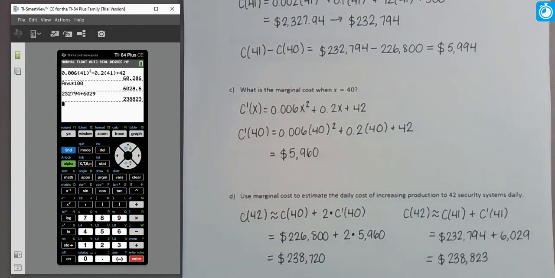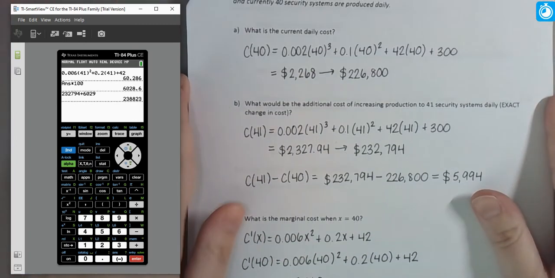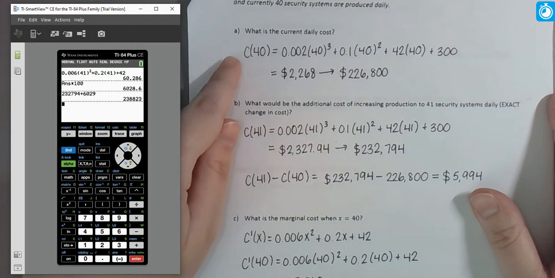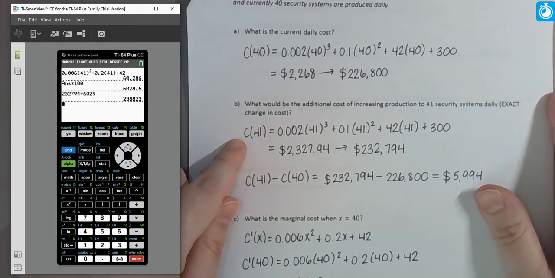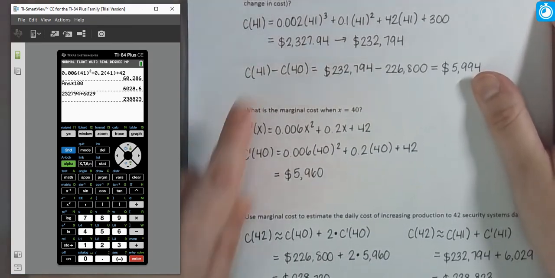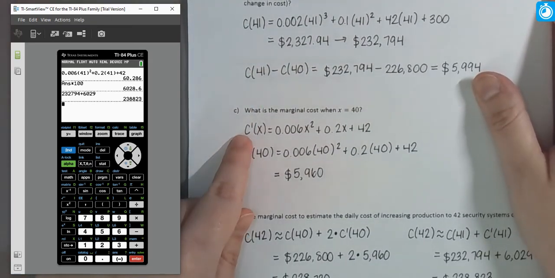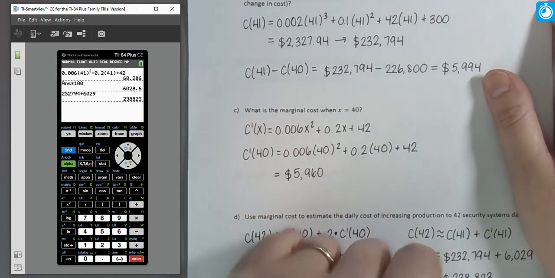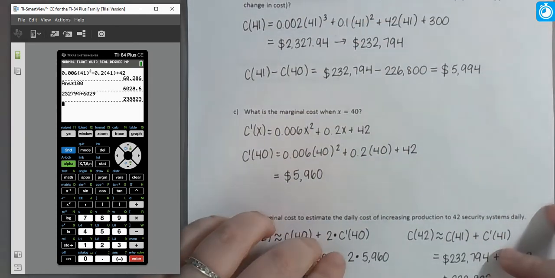So marginal cost, definitely a great tool. Sure does beat having to do this kind of calculation twice. And again, we would have to repeat that calculation anytime we wanted to compare two additional production levels. Whereas with the marginal cost, all we need to do is one function evaluation right here, and that'll tell us what it would take to go from one level to the next.